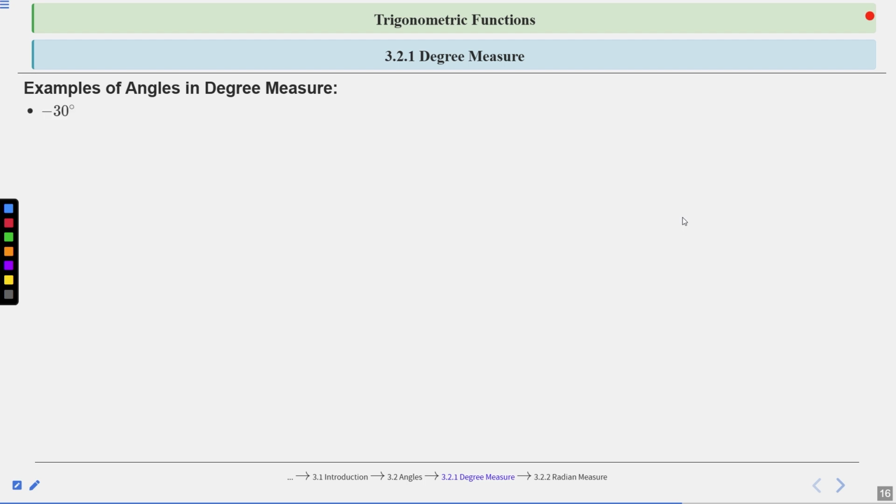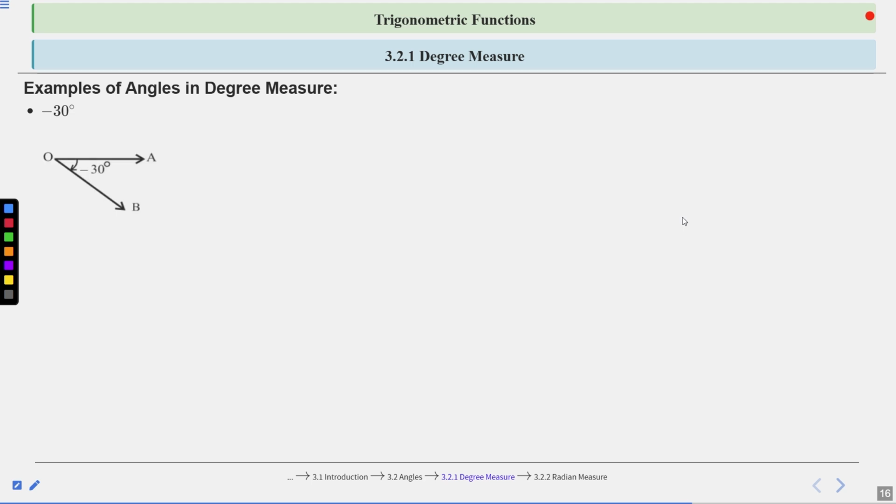Now examples of angles in degree measure. Suppose minus 30 degree. What does this give you? You are moving in the clockwise direction. How much? The magnitude is 30. So this minus sign just gives you the direction of your movement, clockwise or anti-clockwise. So positive is anti-clockwise, negative is clockwise.